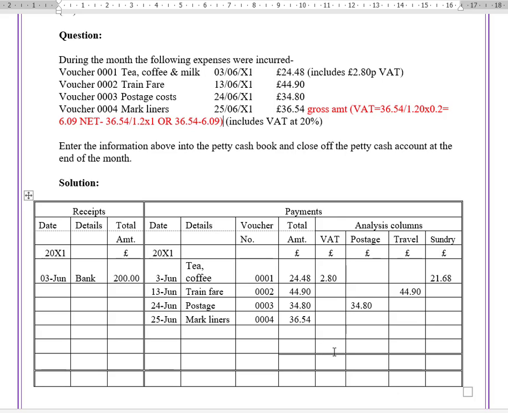Please notice we did not just do 20% of £36.54. That will be wrong. You are then making that the net amount, but that is your gross amount. So £36.54 is my gross amount. It will be wrong for you to do 20% of that amount. That will mean you're making that amount your net amount, which will be wrong.